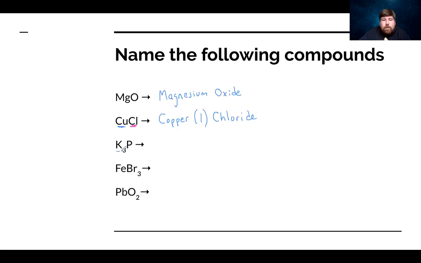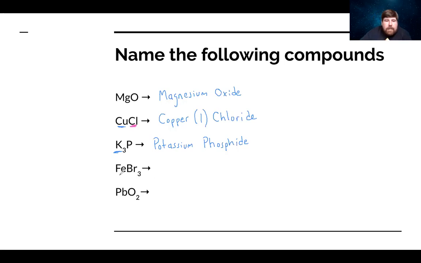Next, we have K3P. K is potassium. Potassium is a metal, but it's not a transition metal, so I do not need to use the Roman numerals here. P is phosphorus, so it's going to be potassium phosphide. Now, it's really easy to say phosphoride, but that doesn't exist. We don't use the OR as part of this, so it's just going to be phosphide.